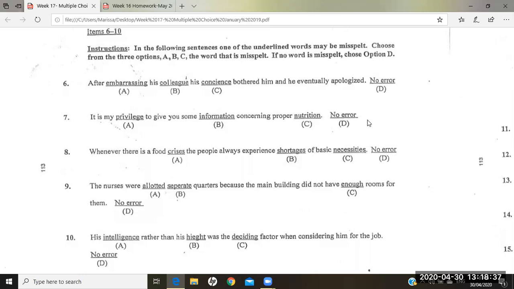A? No, it's not A. D? The answer is D. There's no error. Good. Number 8.